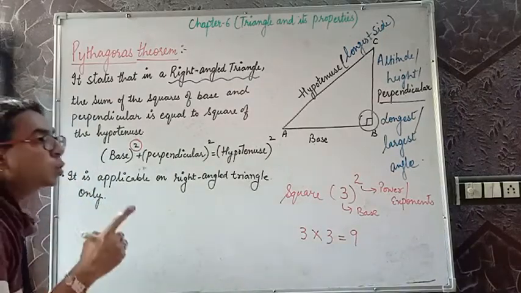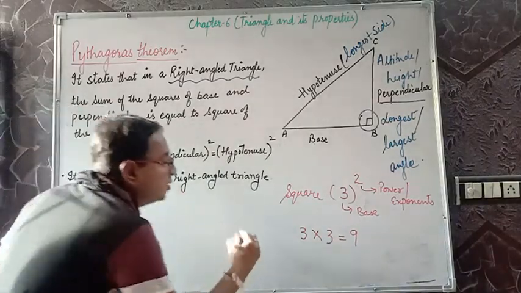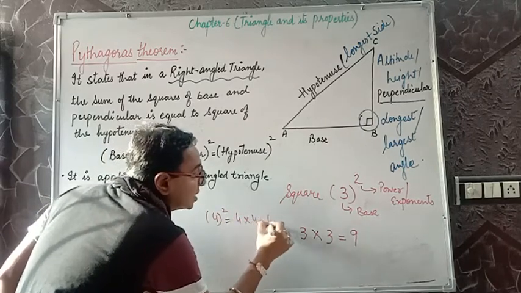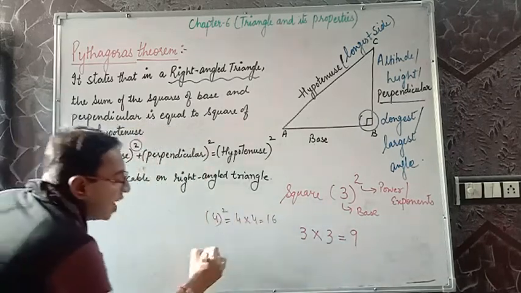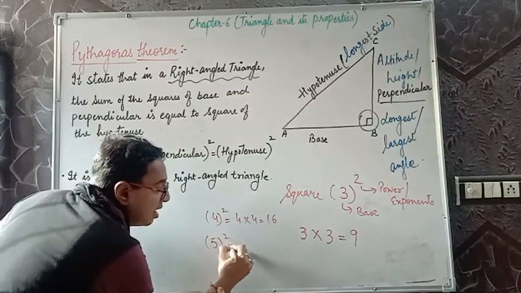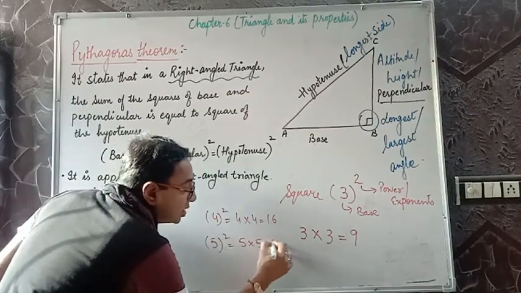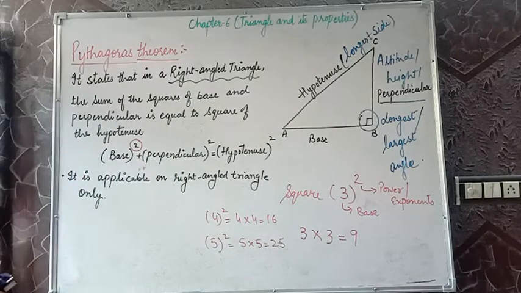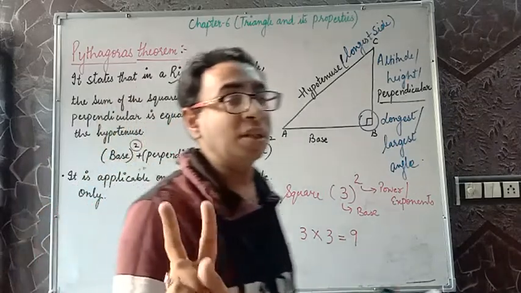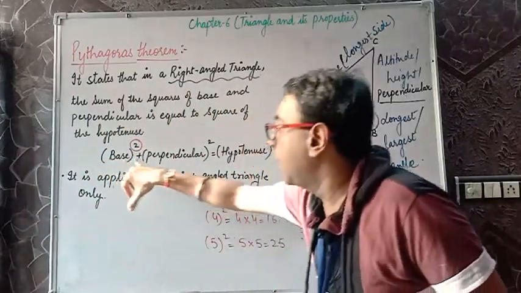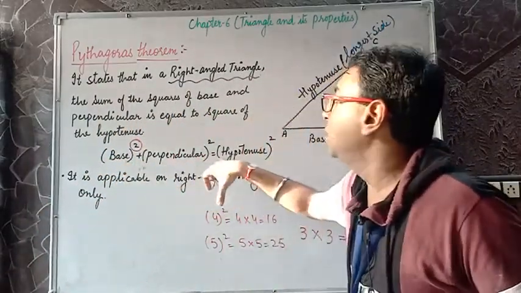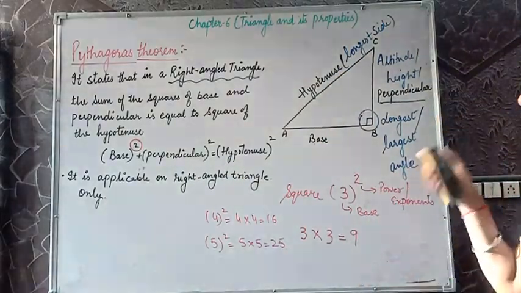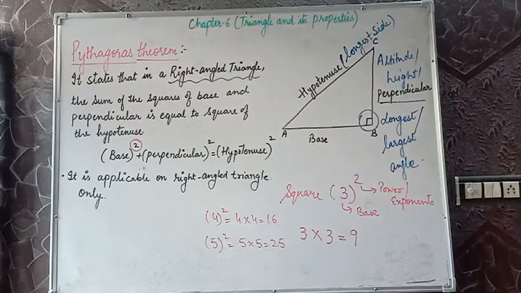3 square means 3 into 3. What does 4 square mean? 4 square means 4 into 4, that is 16. What does 5 square mean? 5 square means 5 into 5, that is 25. Square means writing the number 2 times and multiplying. So base into base plus perpendicular into perpendicular is equal to hypotenuse into hypotenuse. This is what my friend Pythagoras theorem states.